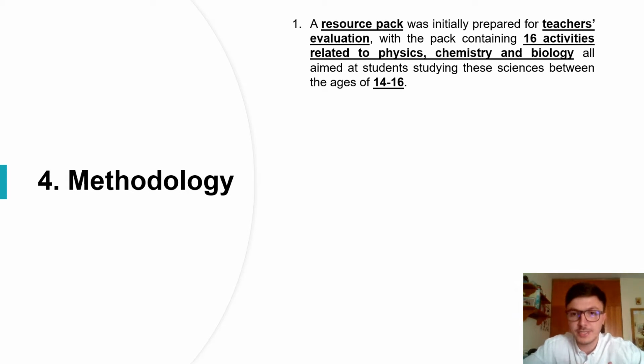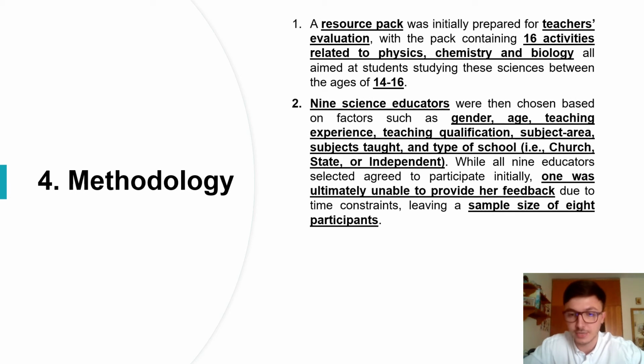So the methodology employed was as follows. A resource pack was initially prepared for teachers' evaluation, with the pack containing 16 activities related to physics, chemistry, and biology, targeting students aged between 14 and 16 roughly. 9 science educators were then chosen based on factors like gender, age, teaching experience, teaching qualifications, subject area, subjects taught, and the type of school they've taught at.